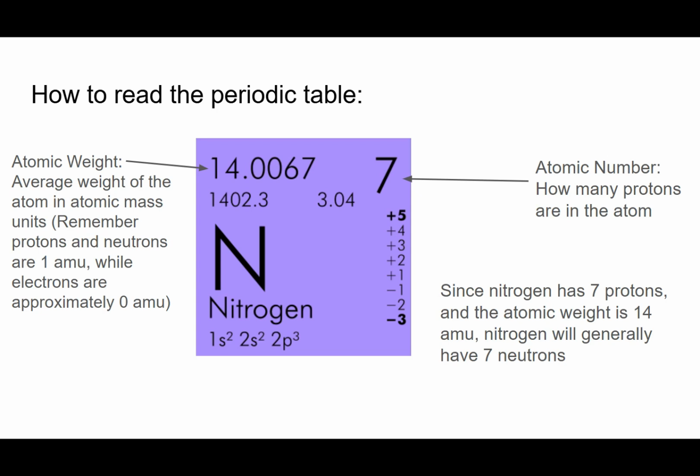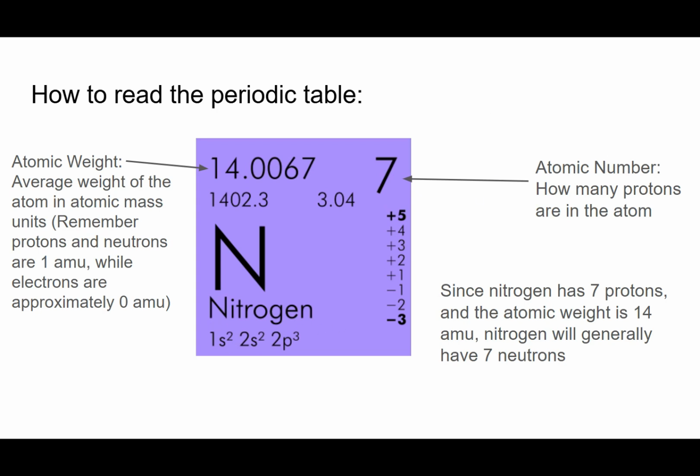The first number is the atomic number. This is in the top right corner, the 7 over here. It's how many protons there are in an atom. The atomic number is incredibly important because, as we've said before, different elements have different numbers of protons. If this number were an 8, for example, it wouldn't be nitrogen anymore, it would be oxygen.